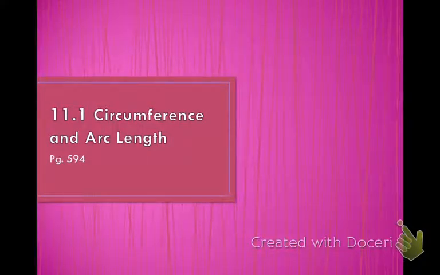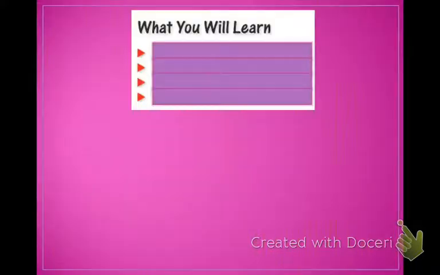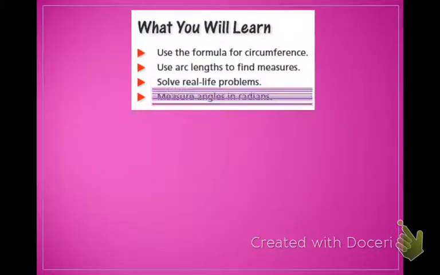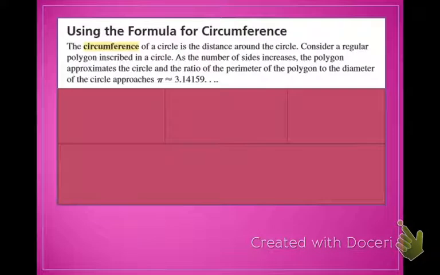On your notes, you're going to label 11.1, circumference and arc length. So here's what you got going on today. This exact definition: the circumference of a circle is the distance around the circle.